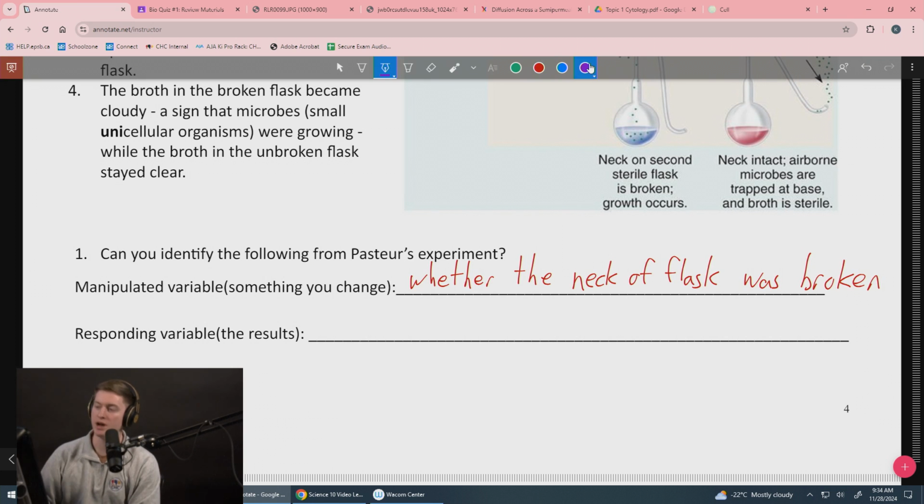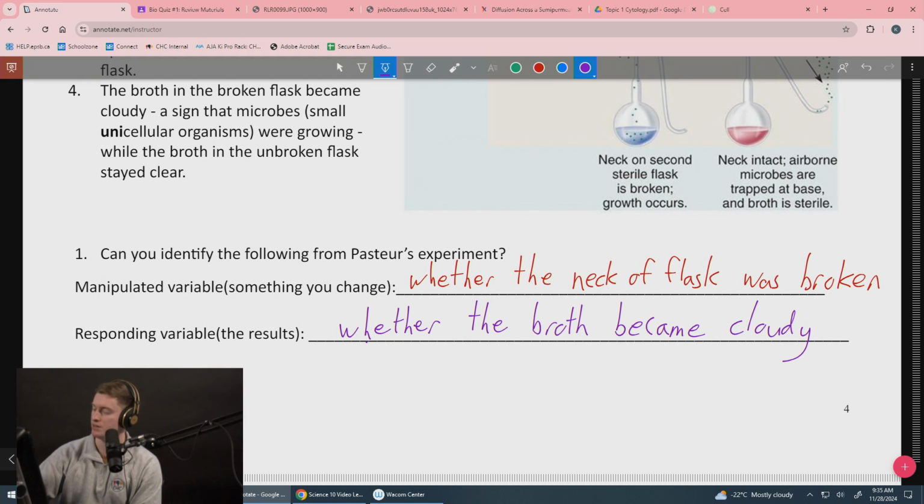And then what he was watching for, what he was measuring, that's our responding variable. He was watching for whether the broth became cloudy, because this would indicate microbe growth.